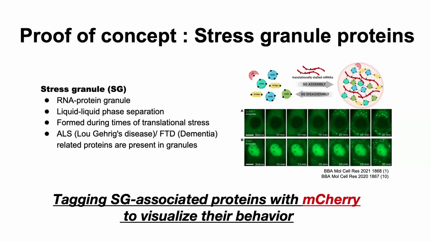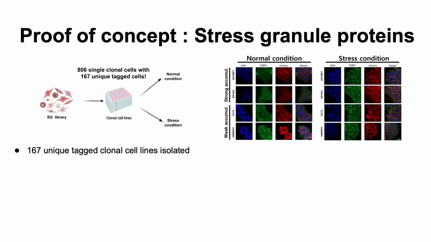To answer these questions, we used HITAG to generate cell lines with mCherry fused to the C-terminus of over 100 stress granule-associated proteins and track whether the protein accumulates in stress granules under stress condition. Through HITAG, we successfully generated a library of 167 cell lines, each with a unique stress granule protein mCherry tagged. We then took all the lines, induced stress granule formation, and quantified how much each protein accumulated into stress granules by looking at their overlap with the canonical stress granule marker G3BP1.